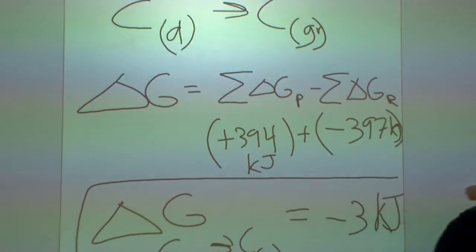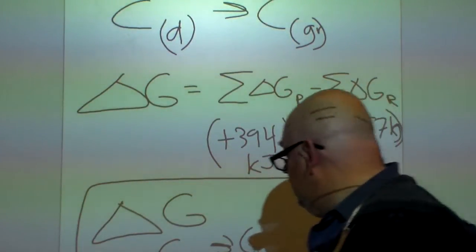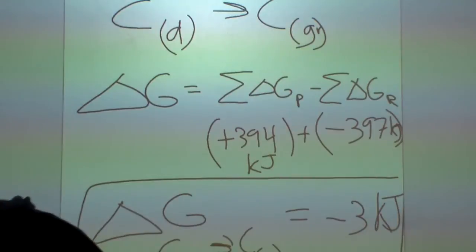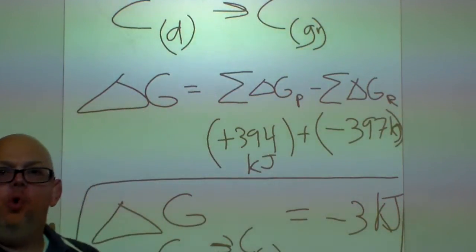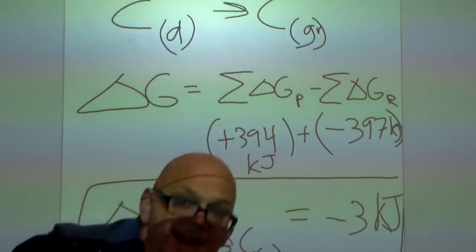This, ladies and gentlemen, is our final answer. And because delta G is negative, guess what? It's spontaneous.